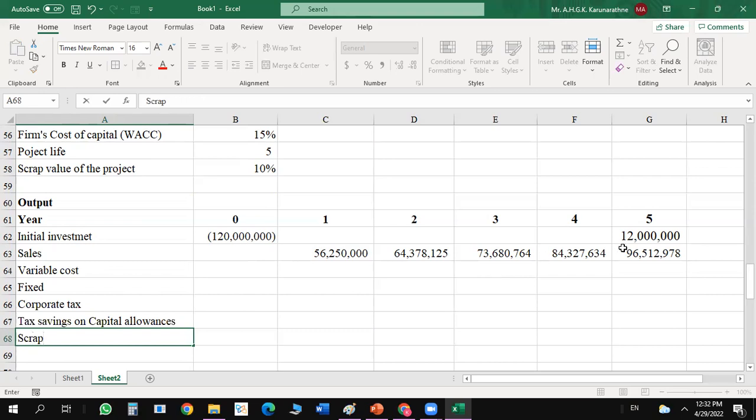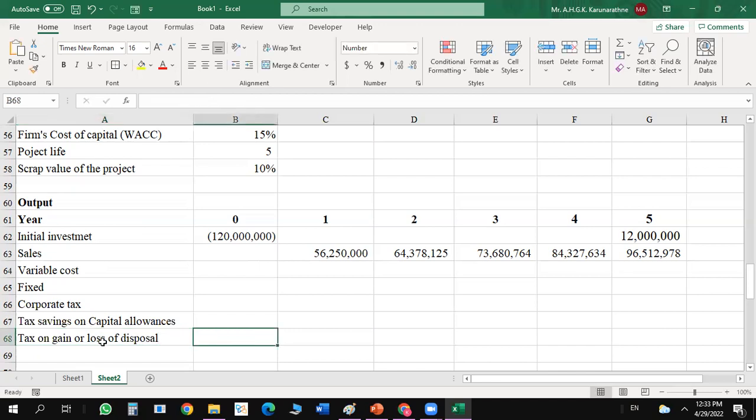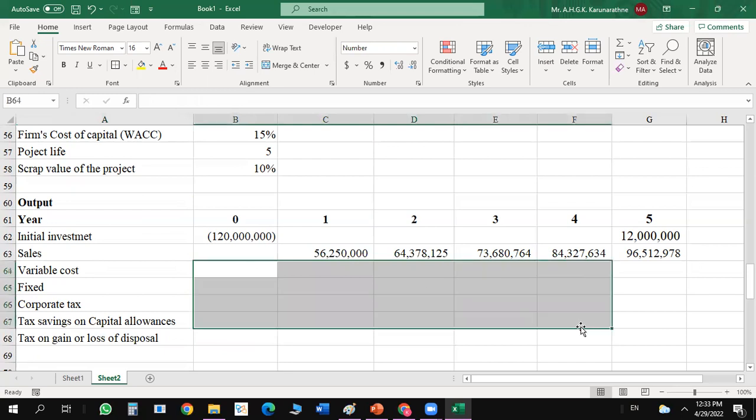Then we have scrap value. Scrap value we have recognized here, right? So no need to put it in, but tax on gain or loss of disposal. So this is some concept relating to theory, right? Okay. So you are required to fill these parts, right?